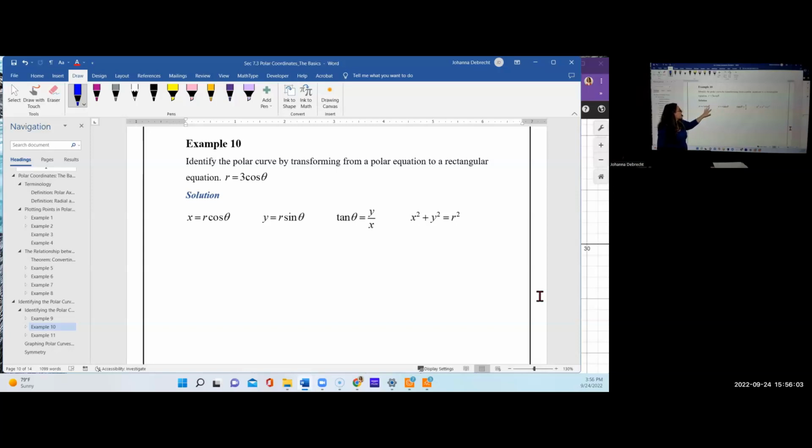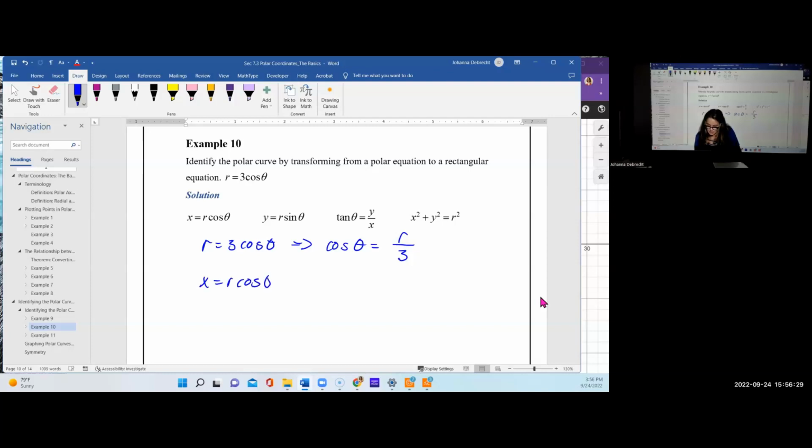Well, only one of these has cosine in it. So what I'm going to do is solve this equation for cosine and solve this equation for cosine and set the two cosines equal. So from r equals 3 cosine of theta, I can solve for cosine of theta, and I get r divided by 3. And from x equals r cosine theta, I'm going to again solve for cosine of theta because I'm going to substitute and set each of those equal to each other. I get x over r. By substitution then, r over 3 is equal to x divided by r.